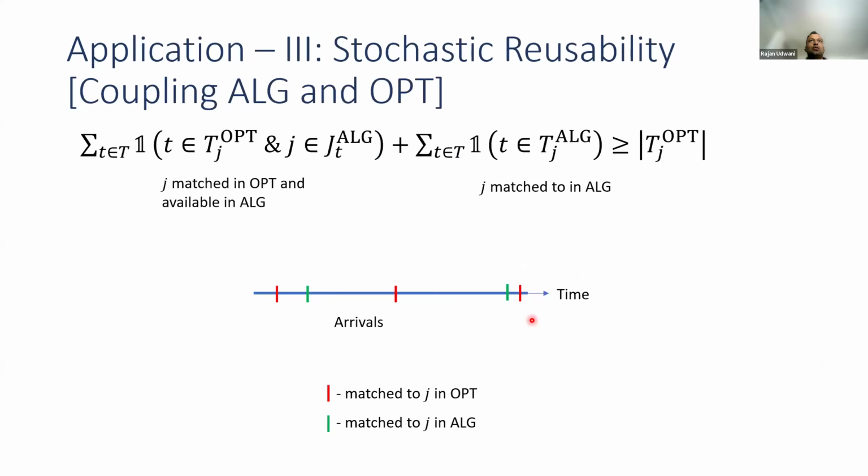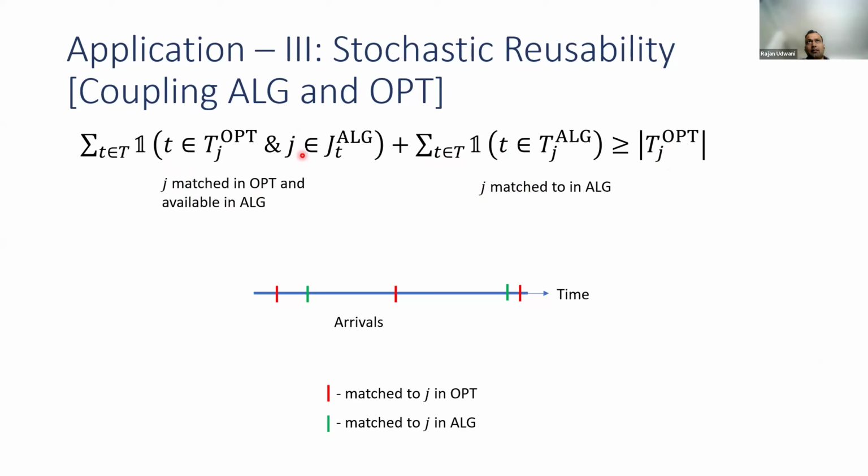All right. So let me just rewrite the main claim. It'll be just a small rewrite on it. The first term, I'm counting the number of arrivals that are matched to J in opt, but only the ones where J is also available in ALG. So the ones where J is not available in ALG, I won't count. The second term is just the total number of times I'm matching J in ALG, and the right-hand side is just the total number of times I match J in opt.